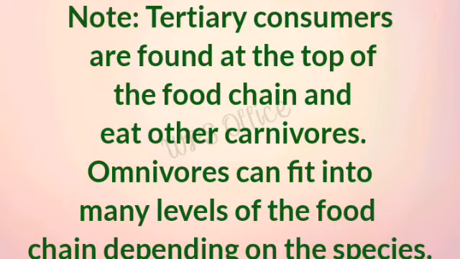Note: terrestrial consumers are found at the top of the food chain and eat other carnivorous animals. Omnivores can fit into many levels of the food chain depending on their species, because omnivorous animals, as we said earlier, can eat both plants and flesh, both plants and animals.